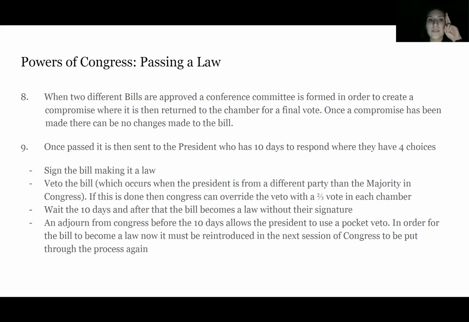So if the bill is vetoed, it is sent back to Congress where they can have a 2/3 vote in favor, which will override the president's veto. But getting a 2/3 vote is extremely difficult within the chamber. The third option they have is to wait 10 days, and if there is no response, it immediately becomes a law without the president's signature. And the fourth option is for Congress to adjourn before the 10 days, which allows the president to have a pocket veto.